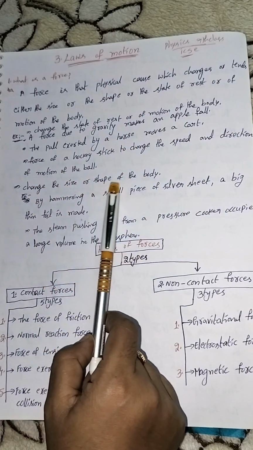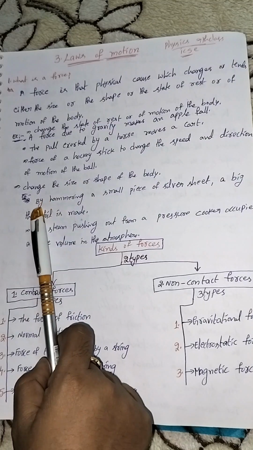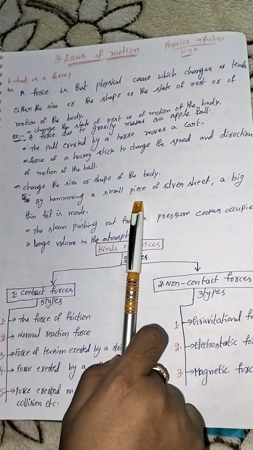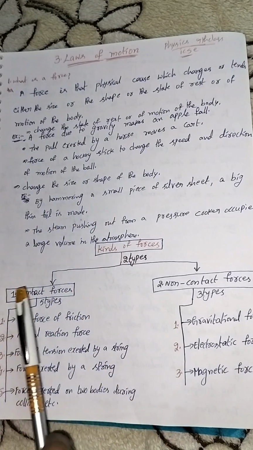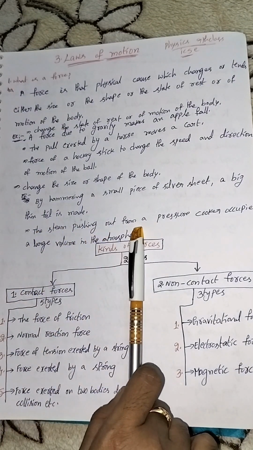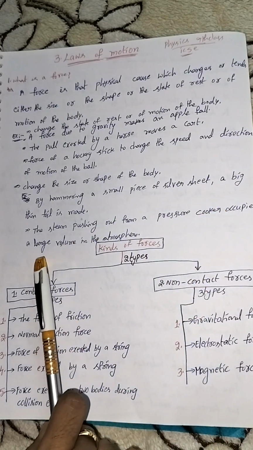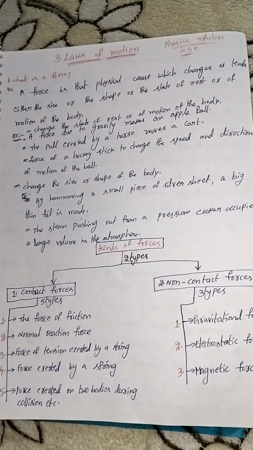Force can change the size or shape of the body. How to change the shape of the body? For example, by hammering a small piece of silver sheet, a big tin foil is made. This is another example: the steam pushing out from a pressure cooker occupies a large volume in the atmosphere.